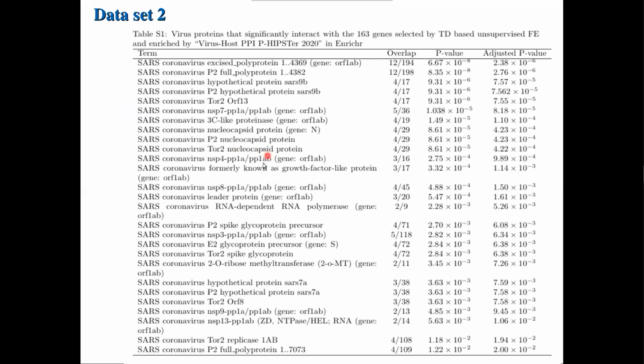For dataset 2, we have more SARS-CoV proteins which significantly interact with the genes we have selected. So these are corrected p-values, and it is obvious these SARS-CoV proteins are significantly interacting with the genes we have selected. So from this point of view, our selected genes are biologically reasonable.